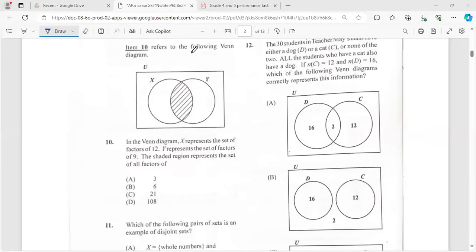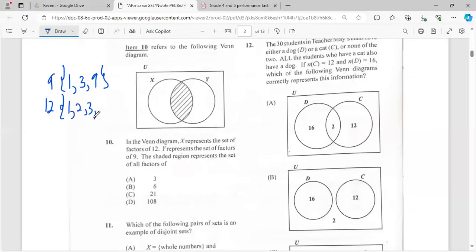All right, for 10, you say item 10 refers to the following Venn diagram. In the Venn diagram, X represents the set of factors of 12, Y represents the set of factors of 9, the shaded region represents the set of all factors of... so we could just list the factors of 9 and 12. Factors of 9, it'll be 1, 3, and 9. Those are numbers that can go into 9 without a remainder. For 12: 1, 2, 3, 4, 6, and 12. So, 1 and 3 are common, right? So the answer would be 1 and 3, those would be the common factors.